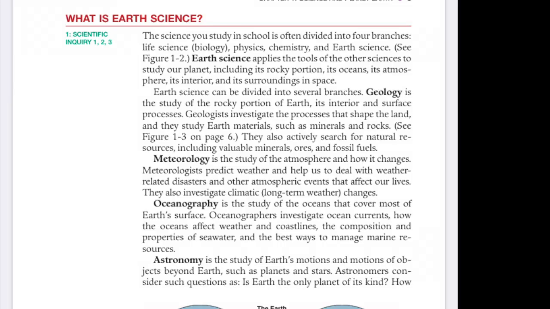What is earth science? The science you study in school is often divided into four branches: life science (biology), physics, chemistry, and earth science. See Figure 1-2. Earth science applies the tools of the other sciences to study our planet, including its rocky portion, its ocean, its atmosphere, its interior, and its surroundings in space. Earth science can be divided into several branches.